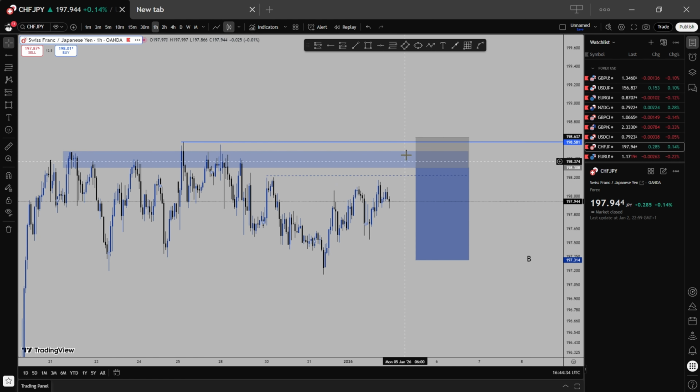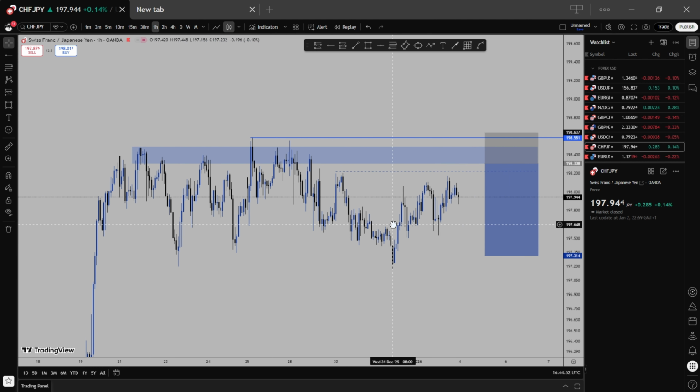If I'm taking this trade, I will be risking half of what I normally risk. My normal risk is 1%. If I'm to take a B setup, I risk 0.5%. And if I'm to take an A plus setup, I risk 2%. 2% is my maximum risk. So that is the setup on GBP JPY.